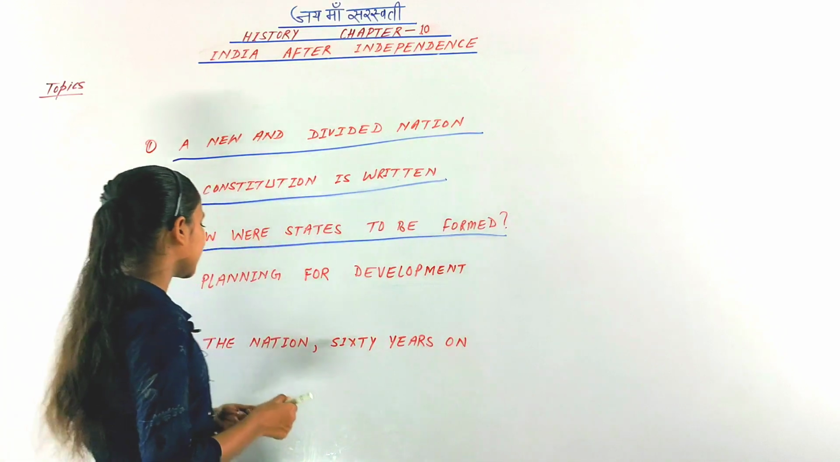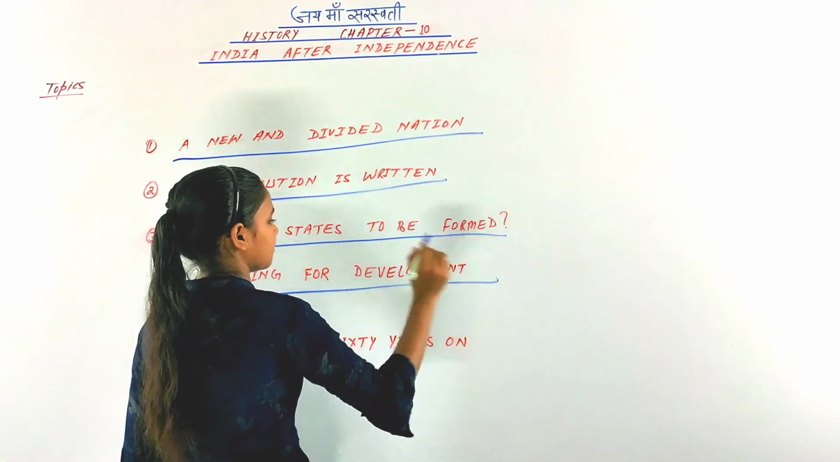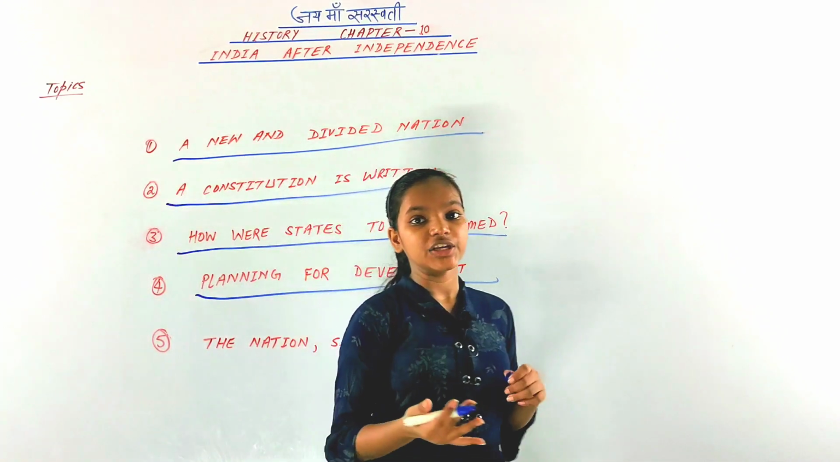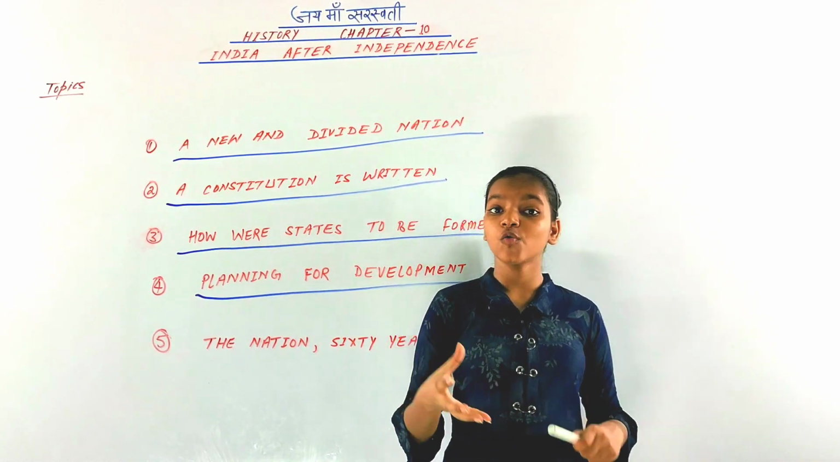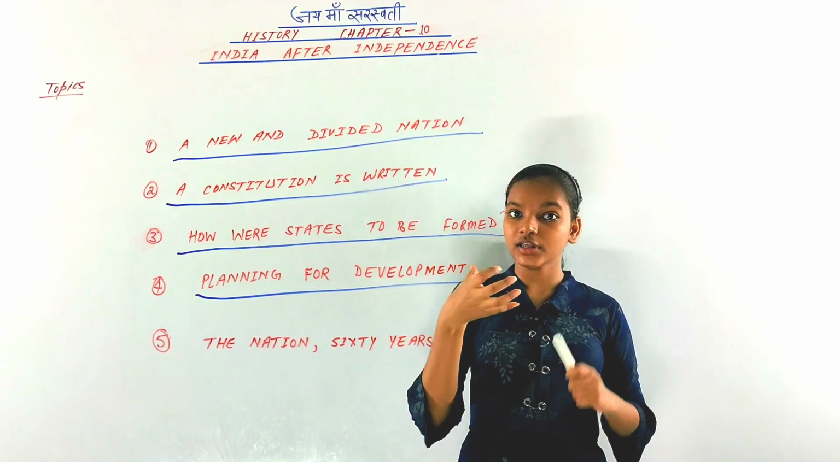So the next topic is planning for development. The new government of India was trying to develop India and overcome poverty, and it wanted to do some work.